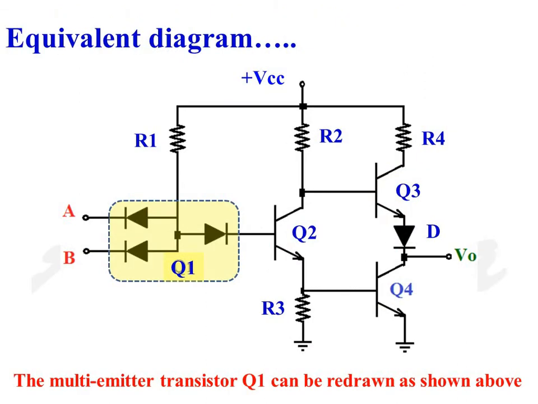This is the equivalent circuit of a 2-input TTL NAND gate with totem pole output. So here the multi-emitter transistor Q1 is replaced with 3 PN junction diodes. So we will explain the operation of the circuit using the equivalent circuit.